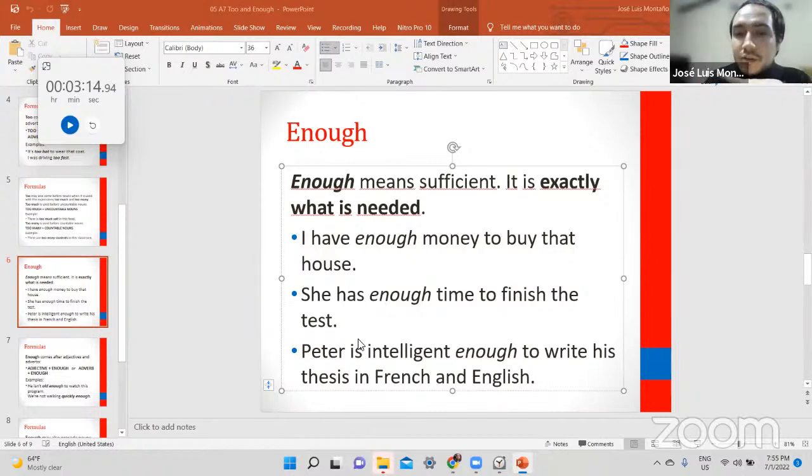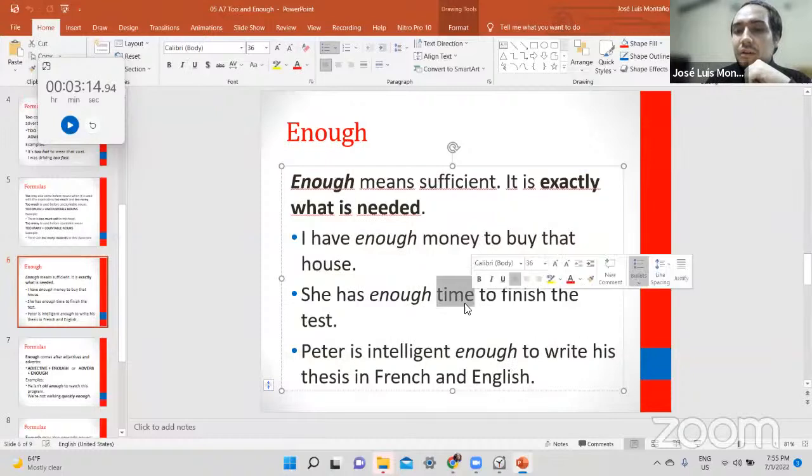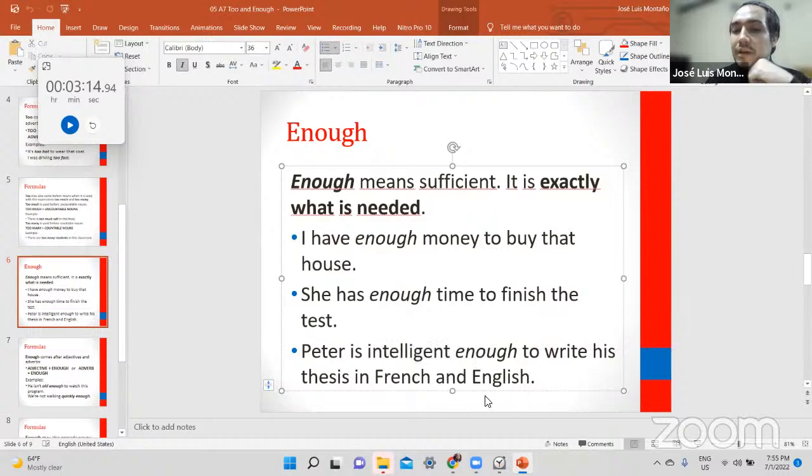Remember, instead of has, you can also use an adjective, right? Yes. For example, in this one, you can say, Peter is intelligent enough to write his thesis in French and English, right? So you can use a noun or you can use an adjective, but if you use an adjective, the adjective has to be before enough. Okay. She is beautiful enough to win the competition.